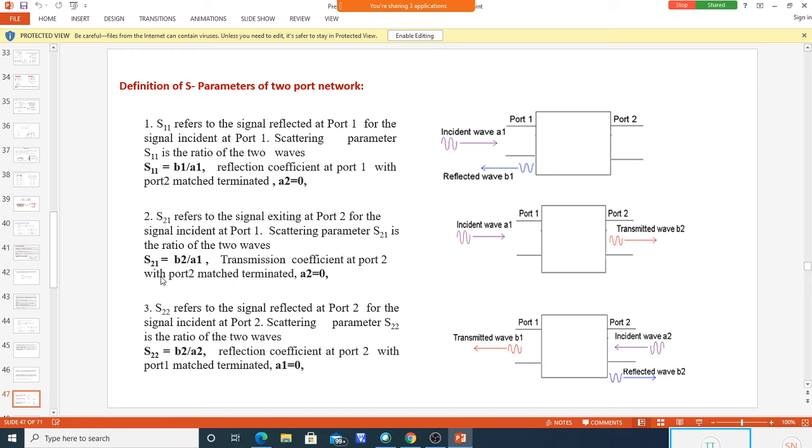If S21 is 0 at a particular frequency, it means B2 is 0. That means no power is entering at port 2. Similarly, if it is 1, B2 is equal to A1. That means the entire input signal appears at the output. So that is S21, the entire signal coming at the output port. From S21 itself you can come to know what happens. This represents the transmission coefficient.